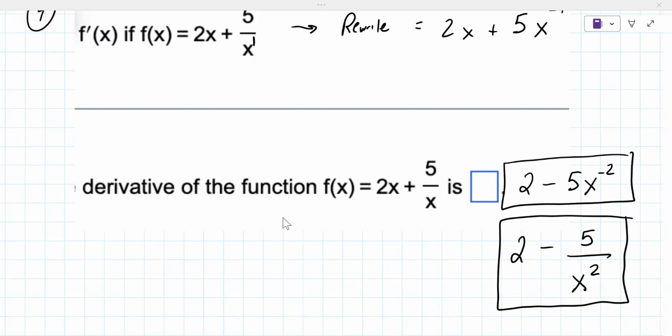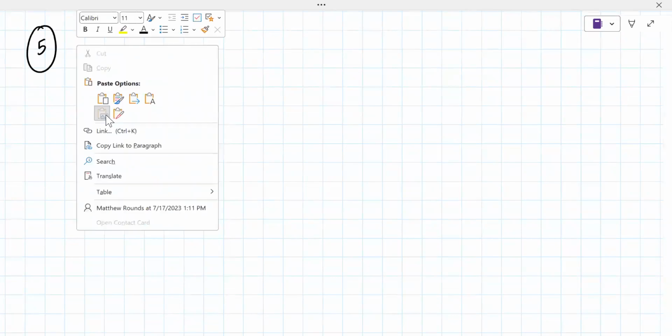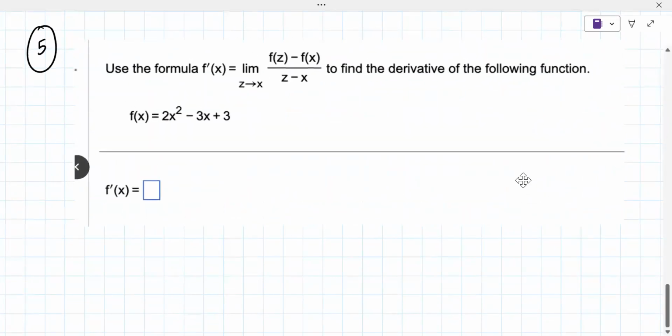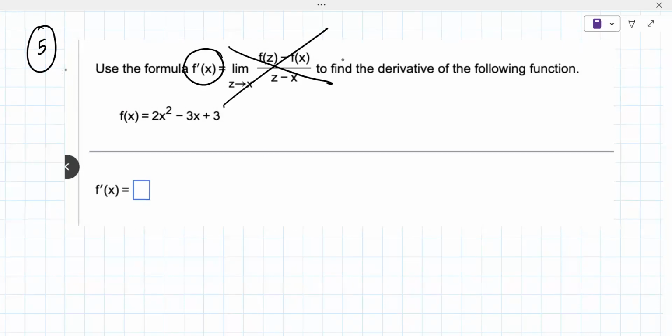All right, so question 5, whenever you're ready, let me know. Okay, so for question 5, it looks like they want you to do something really complicated. They don't. You need to just take a derivative. Okay. So just take a derivative of this. Let me know what you come up with. Okay. 4x minus 3. You are correct.